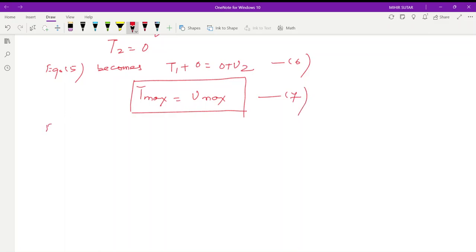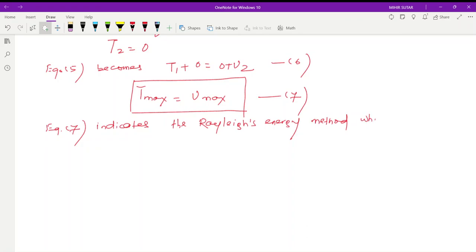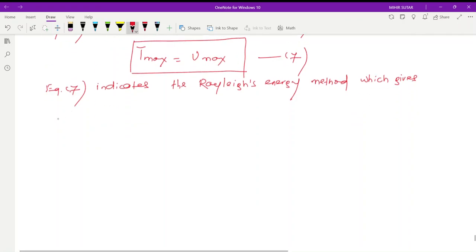Now this equation 7 indicates the Rayleigh's energy method, which gives the natural frequency of the system.